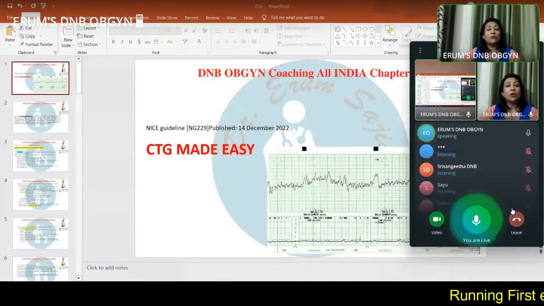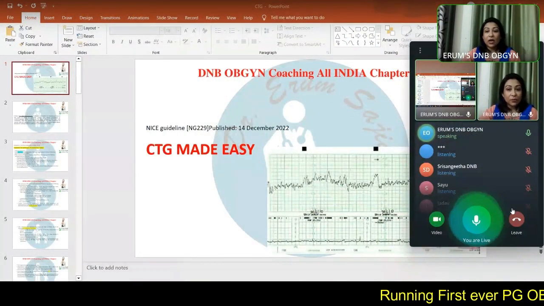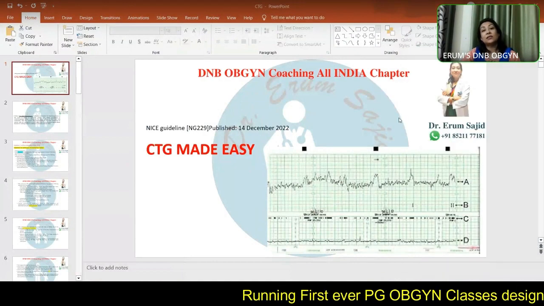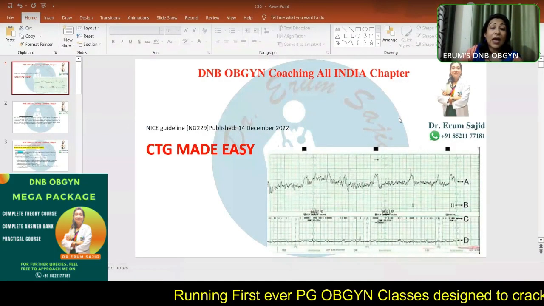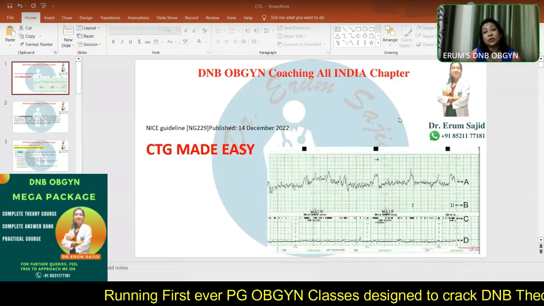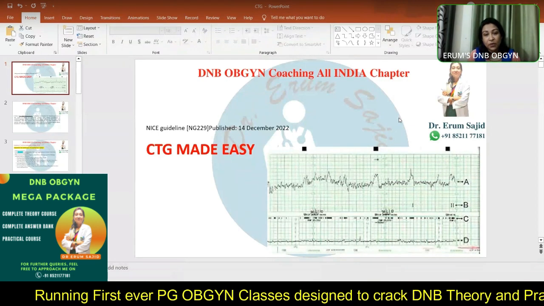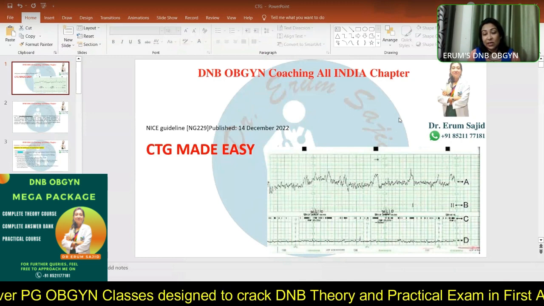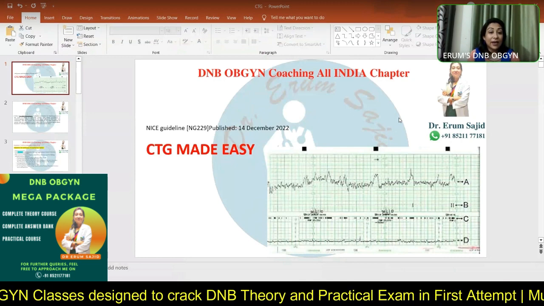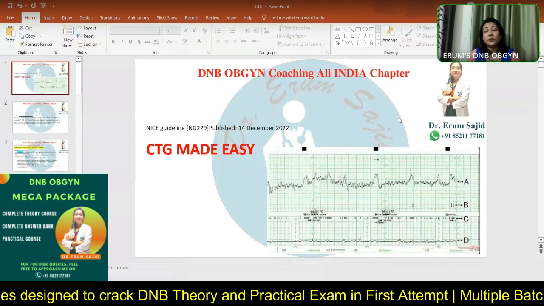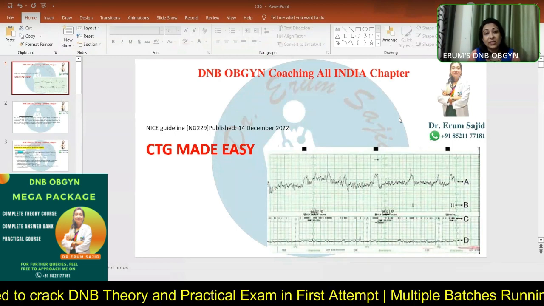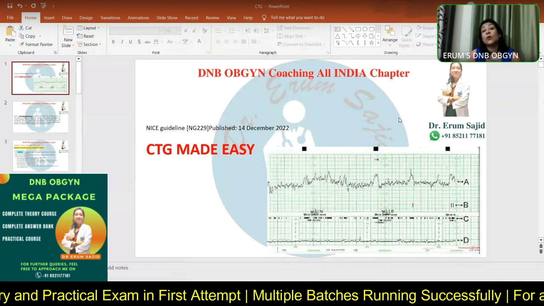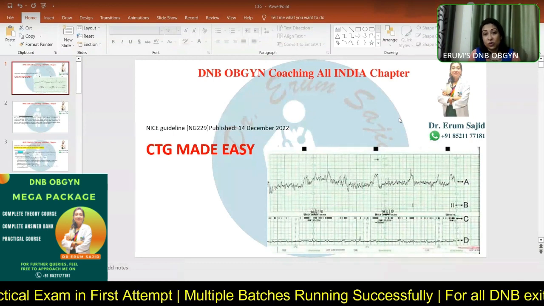So I welcome one and all for this very, very important and conceptual class today. The thing about today's class is that I'm going to be discussing CTG, and this is not in connection with the CTG that you must be knowing before. This is a new category of CTG which has been recently announced by the NICE guidelines. As you can see over there, it's written. The guidelines are published recently in December 22, and it's a very high chance that this is going to be asked in your examinations along with OSCE.